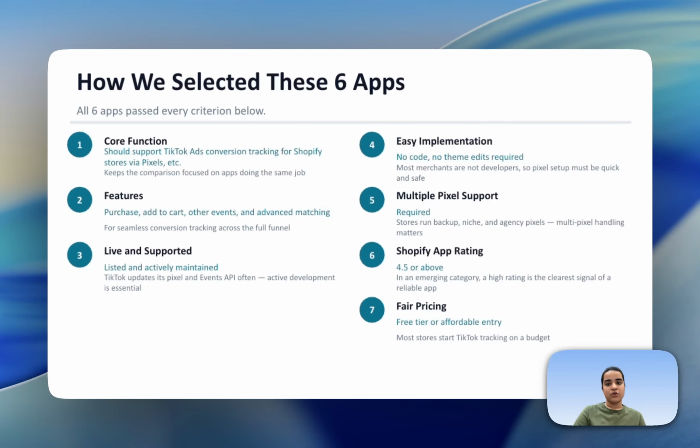Sixth, Shopify rating of 4.5 or above. In a category this young, the rating is the clearest public signal that an app is actually working for real merchants. And seventh, fair pricing, a free tier or an affordable entry point. Most stores are just getting started with TikTok tracking and should not have to pay a premium from day one. All 6 apps passed every one of these filters. Now let us look at each one.